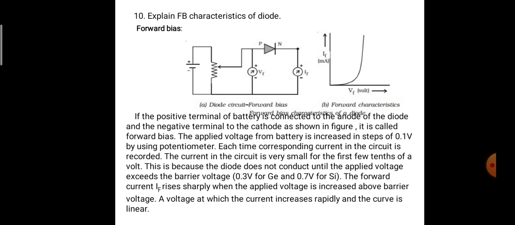The current in the circuit is very small for the first few tenths of a volt. This is because the diode does not conduct until the applied voltage exceeds the barrier voltage. The forward current rises sharply when the applied voltage is increased above the barrier voltage, a voltage at which the current increases rapidly. The curve is linear.